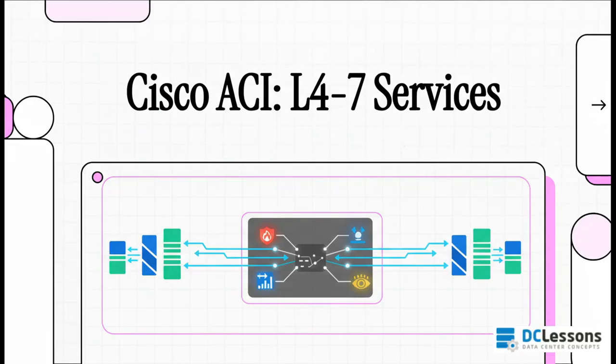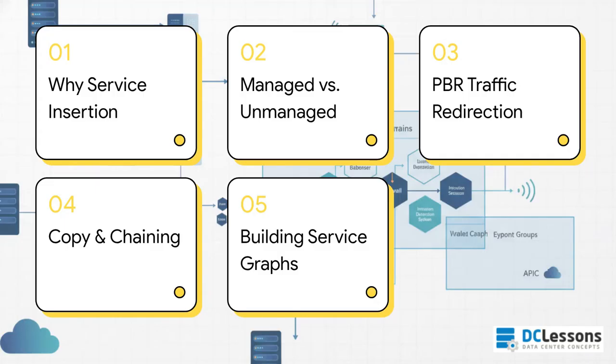Welcome. Today we're going to break down something that's absolutely critical in modern data centers: how Cisco ACI handles services like firewalls and load balancers. We're talking about taking all the complexity of service chains and making it simple, smart, and totally automated right inside the network fabric.